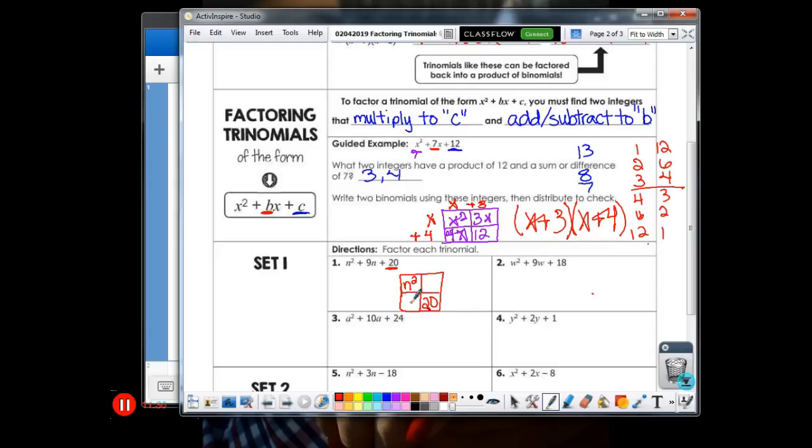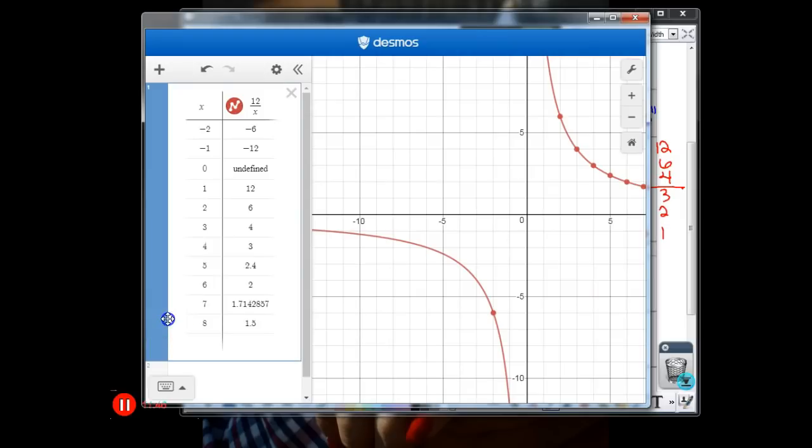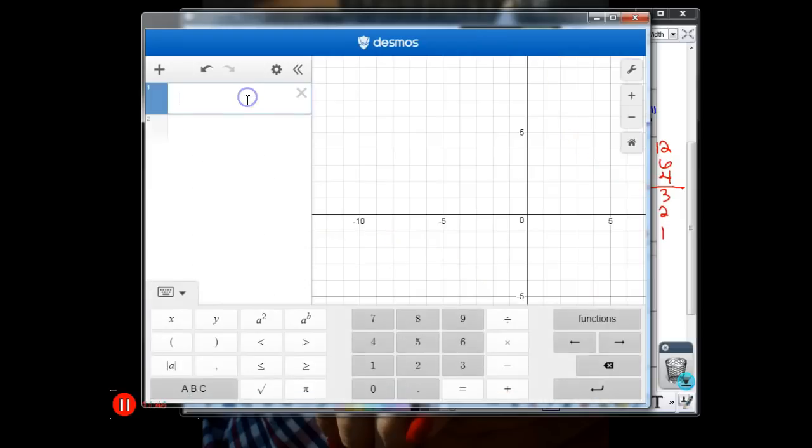What two integers have a product of 20 and a sum or difference of 9? Good. So I need two integers that multiply to 20 and then add or subtract to 9. When they're both positive, we want positives. So I want 20 divided by x. Right? 20 divided by x.